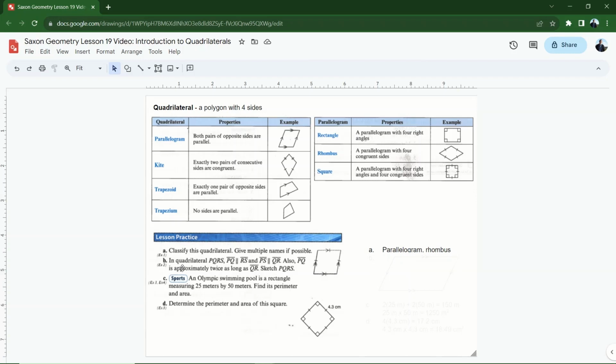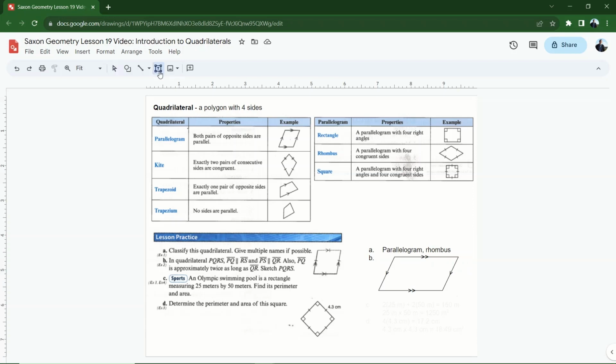Letter B, in quadrilateral PQRS. Okay, we're not given a picture of PQRS. In fact, we have to sketch it. PQ is parallel to RS. PS is parallel to QR. Also, PQ is approximately twice as long as QR. Sketch PQRS. Well, I would sketch it like this. And I didn't actually put on my points, but I would put them at the corners, P, Q, R, S. They have to go in consecutive order as labeled. I couldn't go P, Q, S, R.